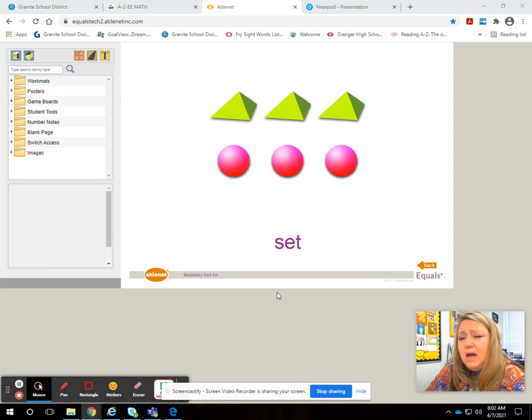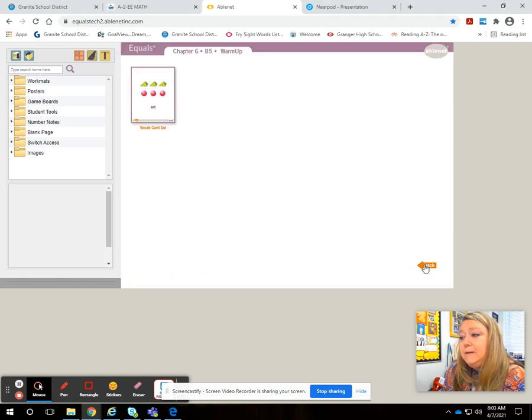So last time we reviewed, or we have been reviewing, this word: set. We have different kinds of sets and we have different numbers in those sets. And when we break things down into a set, it helps us to be able to count by multiples. And that's what we do when we count by tens. We're counting those sets.